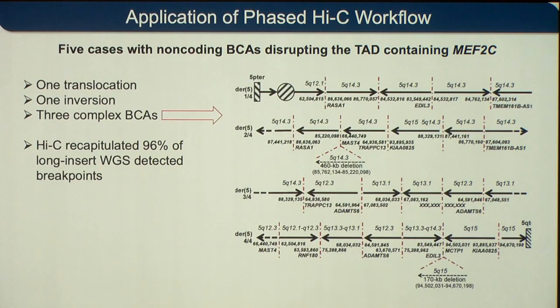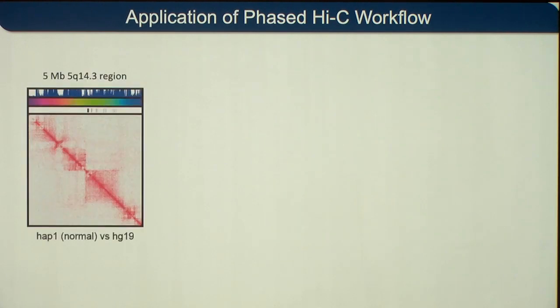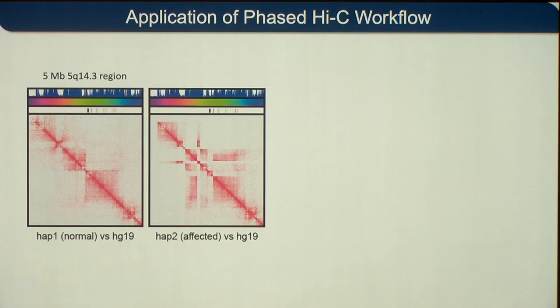So I'm just going to show you the data from one of our most complex cases, which included over 40 different breakpoints. So this is an example of Hi-C data mapped to the hg19 reference of the human genome, and I'm just showing you what it looks like for the 5 megabase region around 5q14.3. When we take the phased Hi-C data from our case and map it back to the reference genome, what you basically see are all these cuts. And basically that is identifying the structural rearrangement. So you know there's something going on here, but you don't know what kind of impact that rearrangement is having on the actual architecture.